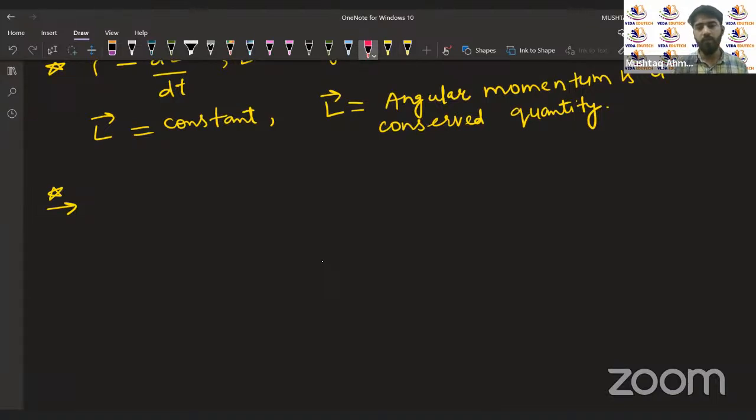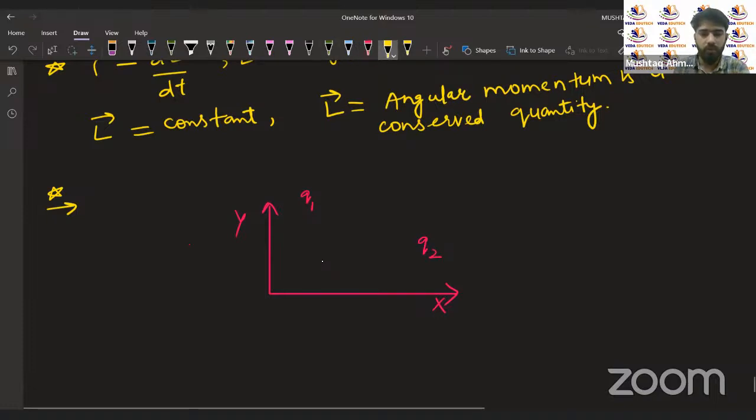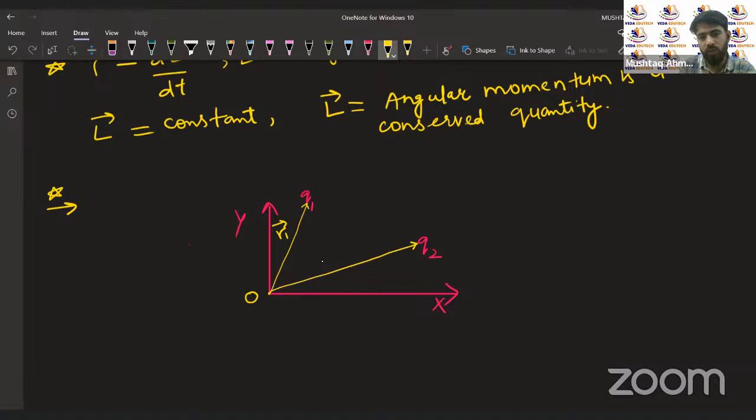Now let's discuss the vector form of Coulomb's law. Suppose that I have this Cartesian plane, the xy plane. I'm placing charge q1 and charge q2 here. And suppose that the position of this charge q1 with respect to the origin of this Cartesian coordinate plane is given by this position vector r1. And the position vector of this charge q2 with respect to the origin is given by position vector r2.